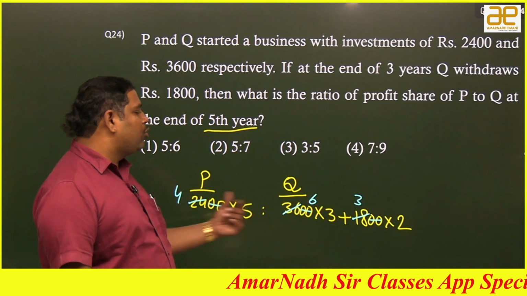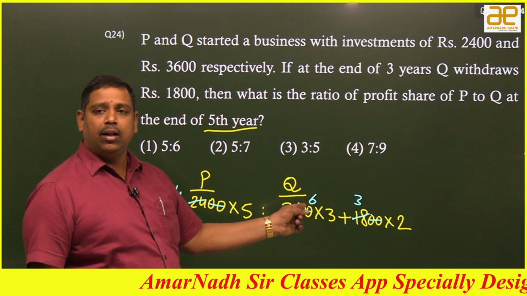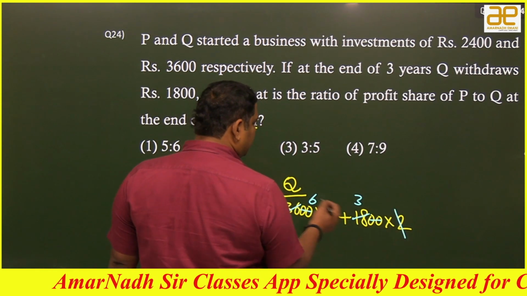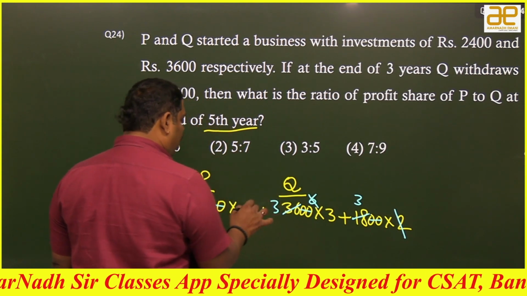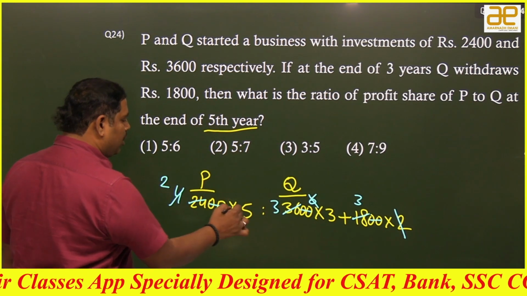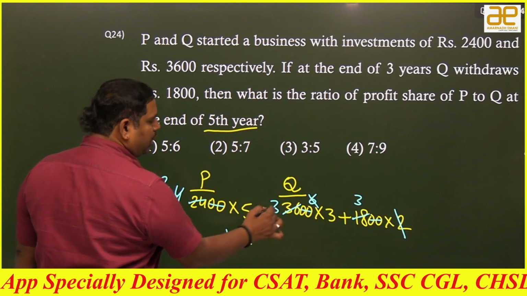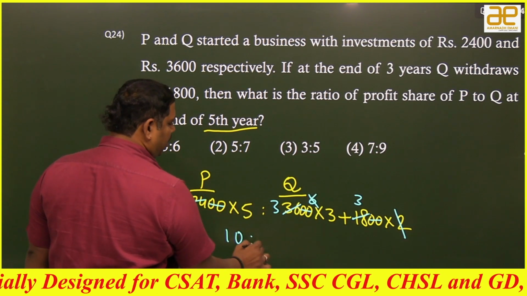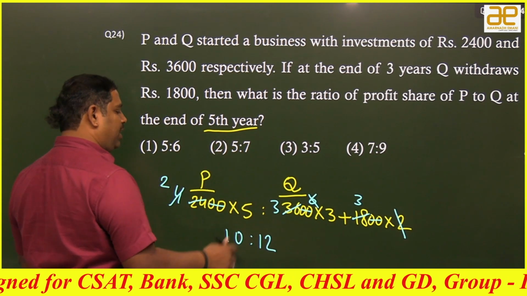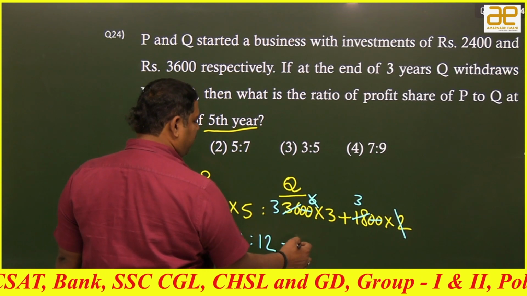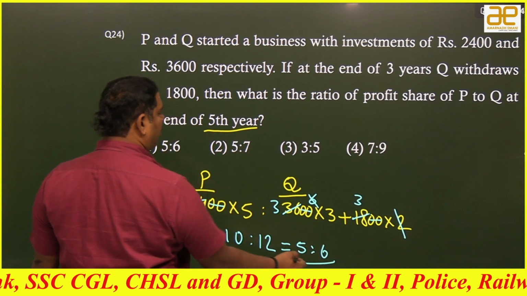Still in these two I can take 2 common, right? I am taking 2 common. 2 means it will become 3. 2 outside, that 2 cancels here. 2 5s are 10 is 2. 3 3s are 9 plus 3 is 12. Still I can cancel with 2. Its ratio is 5:6 is the answer. Which option is the answer?